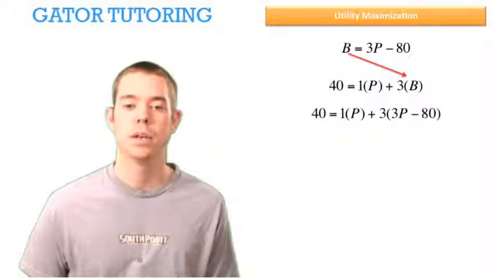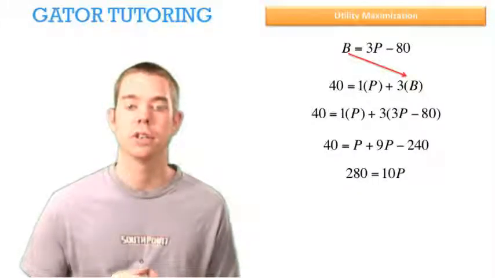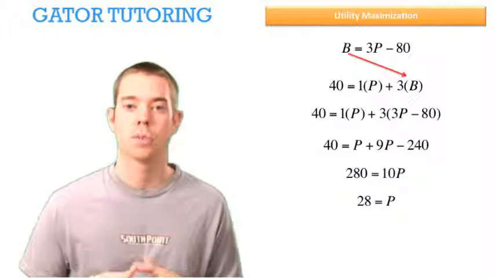So we plug in B in terms of P, and we multiply through, and now we start to combine like terms. P plus 9P is 10P, and we add 240 to each side to get 280 on the left side. We can divide through by 10, and we find that our consumption of pizzas is 28 units.